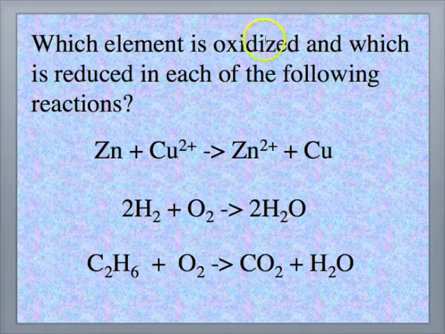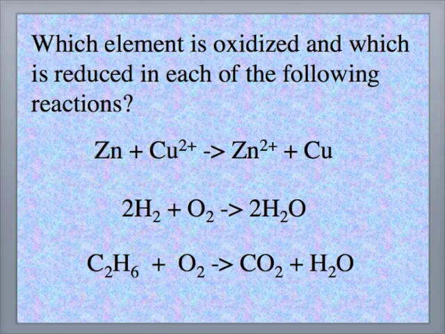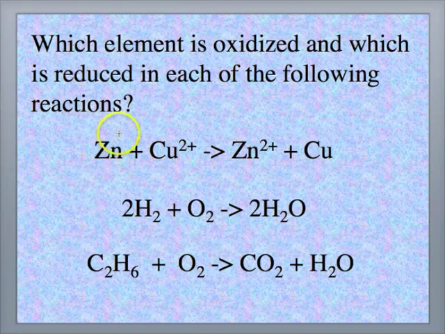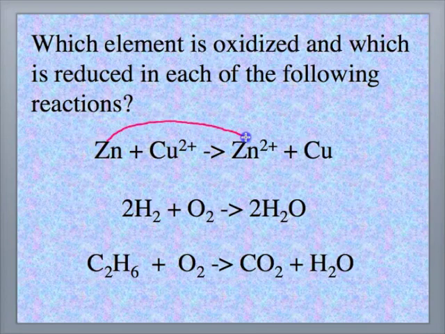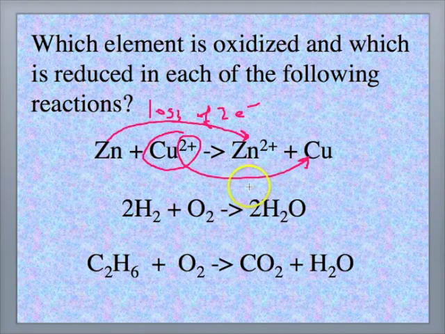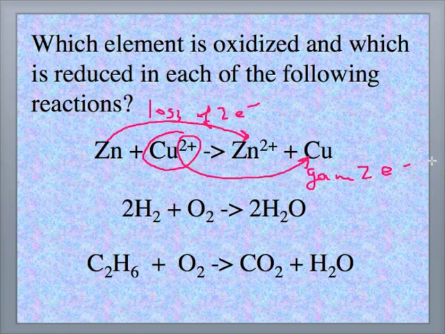Here's a question: which element is oxidized and which is reduced in each of the following reactions? Well, okay, here is zinc in its elemental form going to zinc 2+. It's losing electrons. So it's being oxidized because that's a loss of electrons. Loss of 2 electrons. And Cu2+ is going to Cu. In other words, it is gaining electrons. So that's a gain of 2 electrons. And that is going to be reduction.